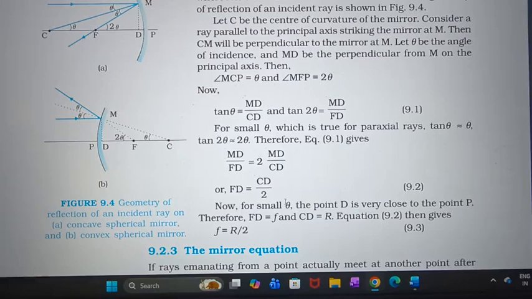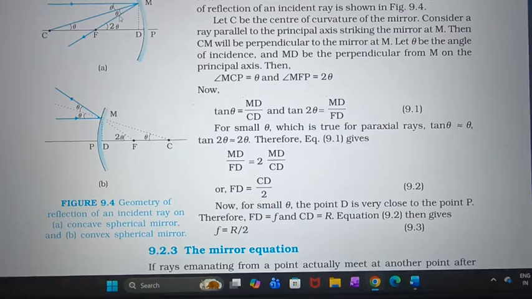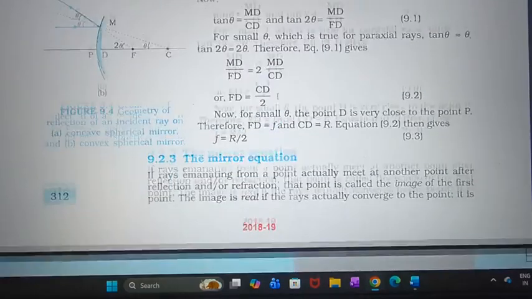or they might ask to prove that the principal focus is the midpoint between C and P. Then you can do this derivation. Just remember: parallel ray through the focus, draw the normal through the center of curvature, then angle of incidence equals angle of reflection. It will be theta, and over here it will be 2 theta. Consider the tan thetas and approximate them to theta, then this 2 can be sent over here, so both sides theta will be there. You can equate both of these and cancel out MD, and instead of FD put F, instead of CD put R, then you get the result.